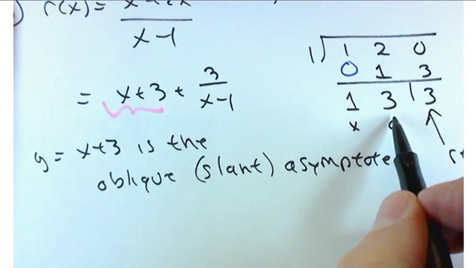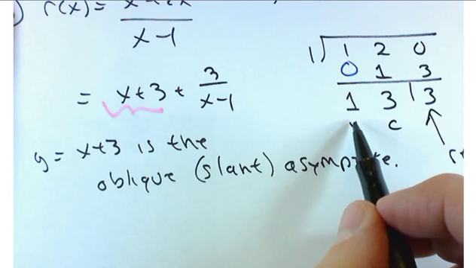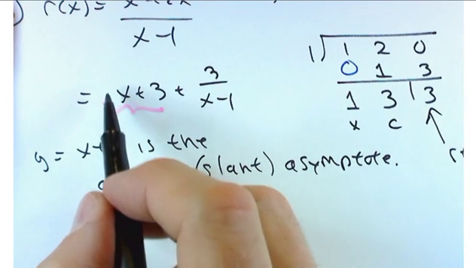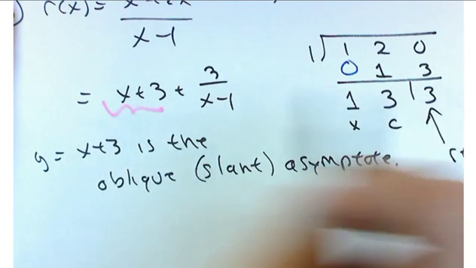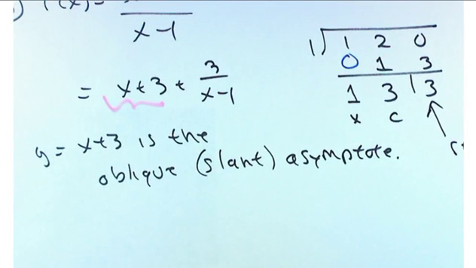That's your coefficient of the constant. That's your coefficient of x. So 1x plus 3, remainder over x minus 1.